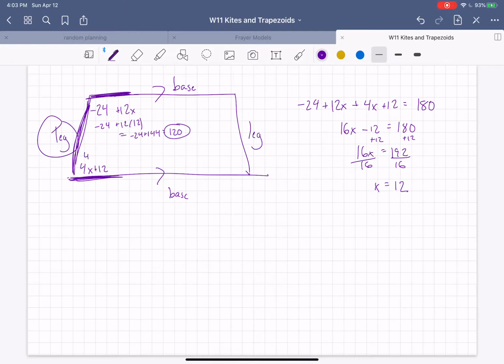And then down here, we have 4 times 12 plus 12. We have 48 plus 12. So we get 60. So we have two angles that do add up to 180, so we know we're good.